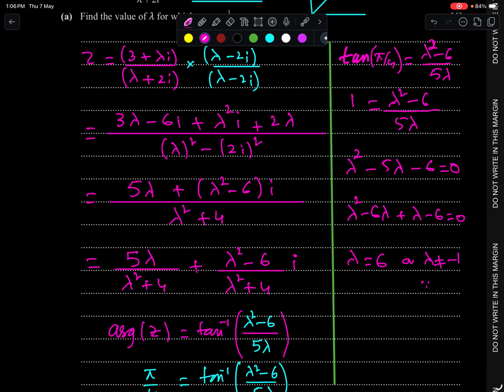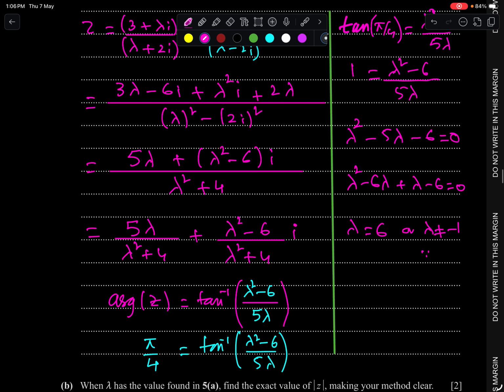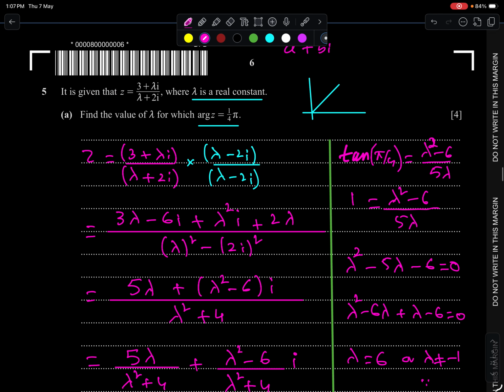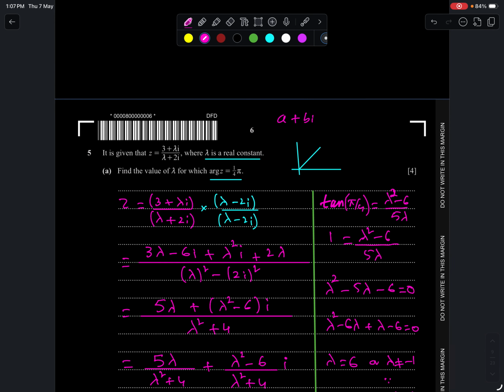Because the complex number is in the first quadrant because of the given argument. This is the easiest way to explain this. So the value of lambda is 6. Make sure you decide the correct value according to the given argument. Please check the solution.